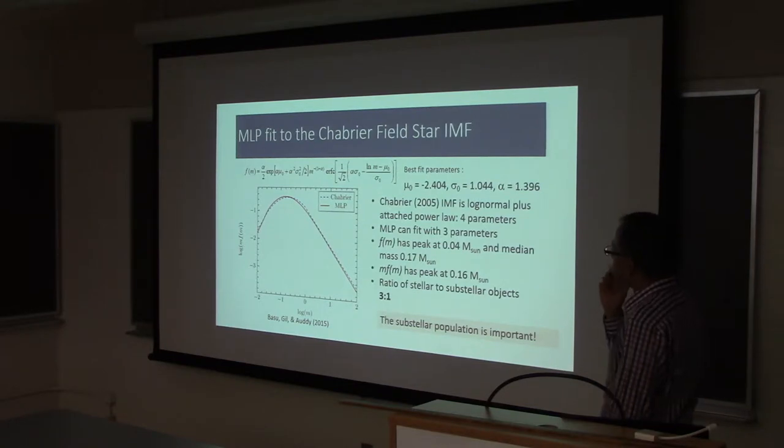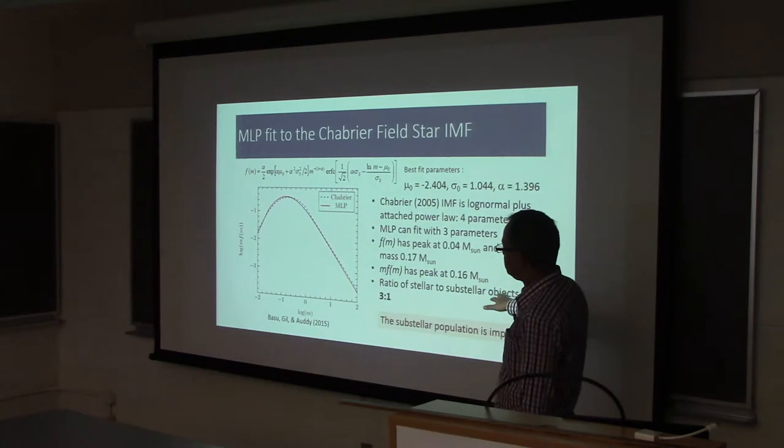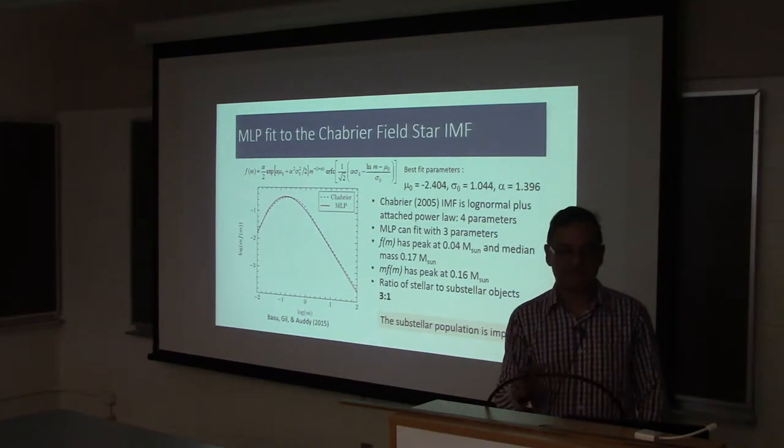Okay, so another point is substellar objects are numerous. Even in the Chabrier fit, it's almost 25% of the objects that would be substellar.